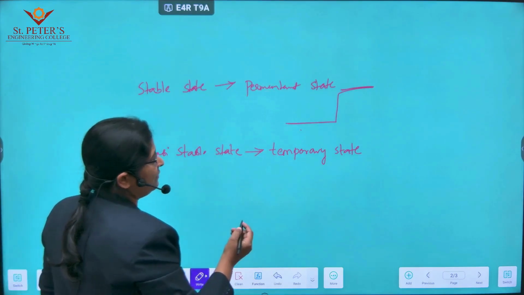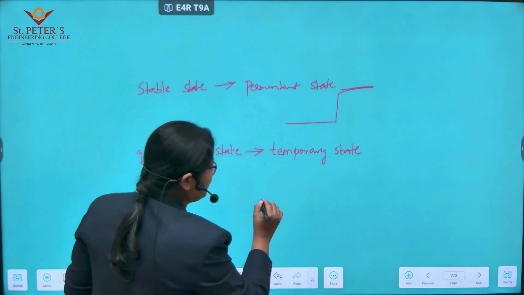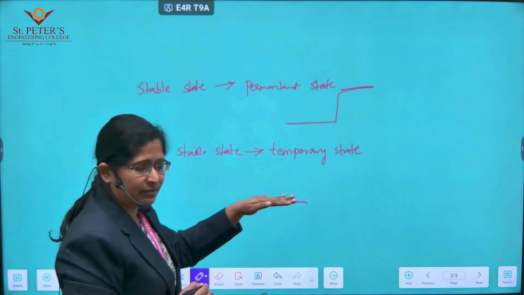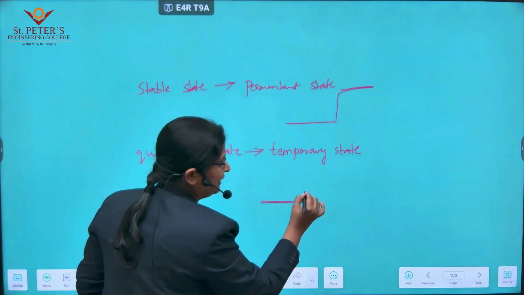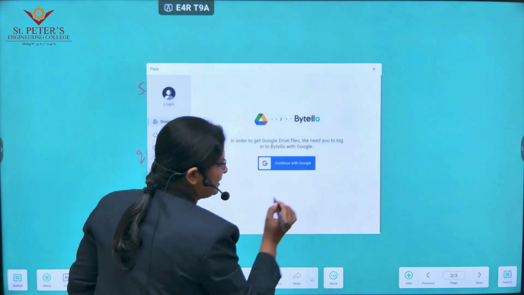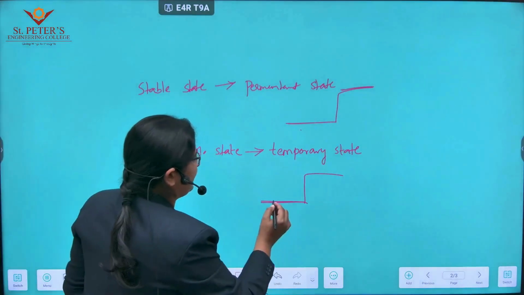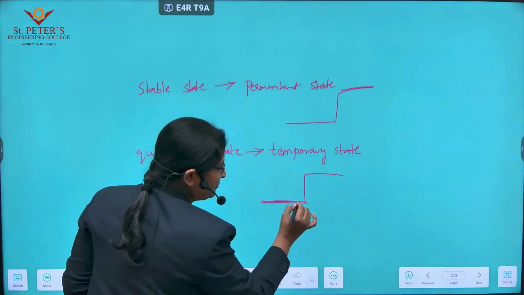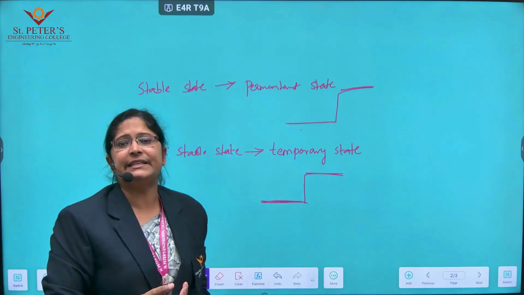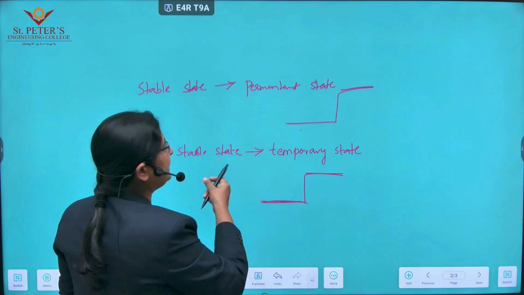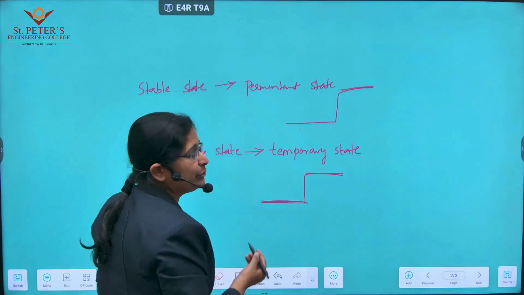Coming to the quasi-stable state, it is also called a temporary state. Let me assume my multivibrator is at this particular level. Without applying any external triggering, it automatically changes the state. It comes out of this level and goes to this level on its own, without any external triggering, after a particular duration of time.